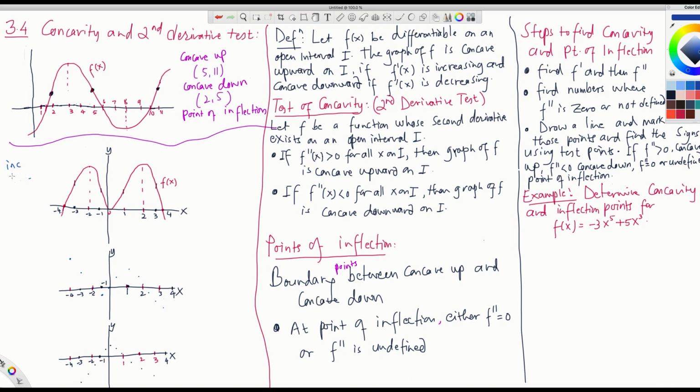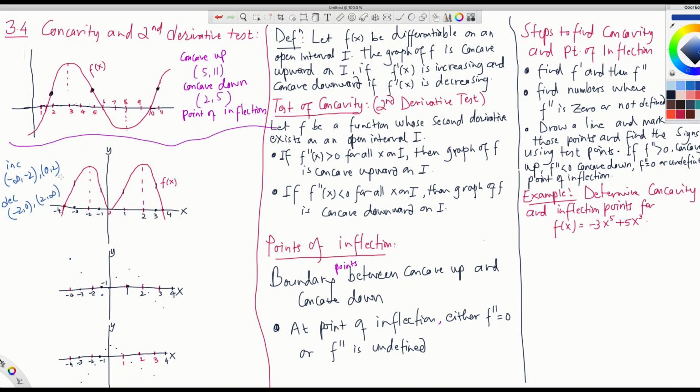So I want to write -infinity to -2 as an increasing interval. Another increasing interval is 0 to 2. How about the decreasing intervals? I can write -2 to 0 as one piece, and the other decreasing piece is 2 to infinity, because 2 and to the right is decreasing.